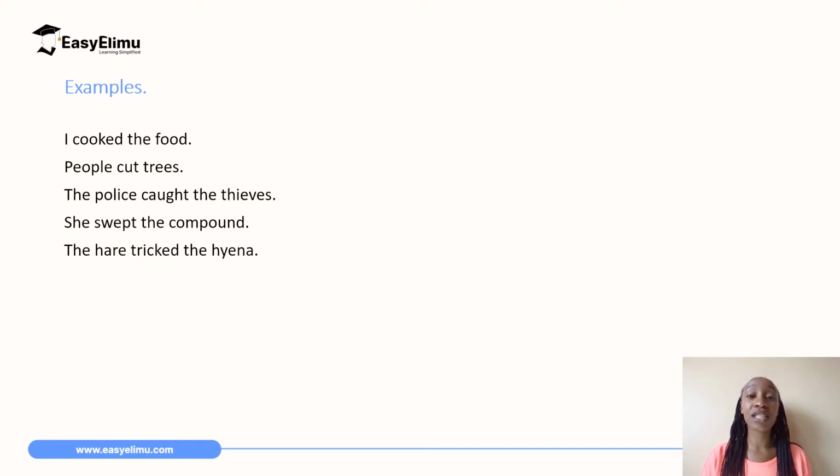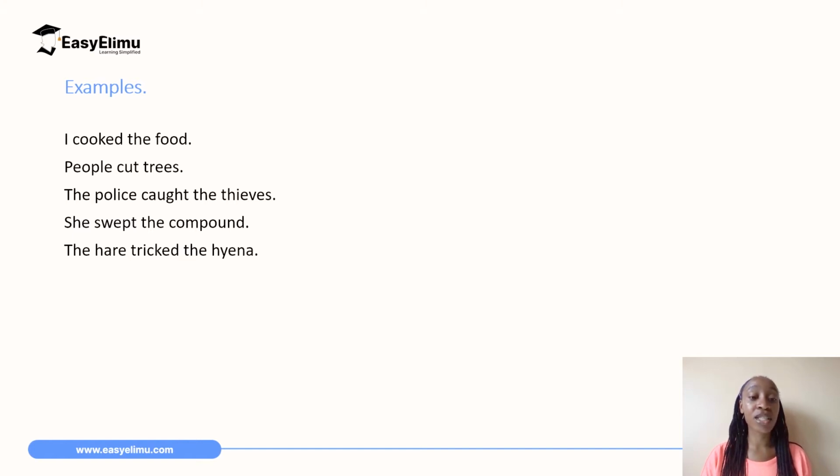People cut trees. In that sentence, the action is cut. So who does the cutting? People. So people is the subject. Who is affected by the cutting? Trees. So trees is the object.